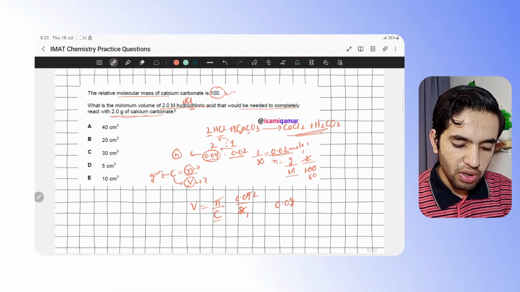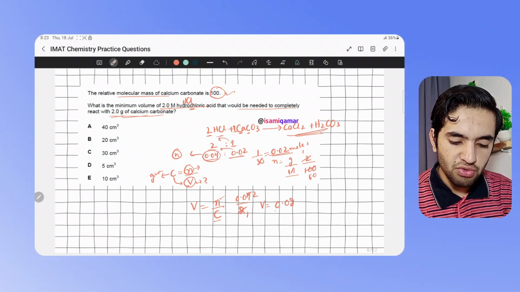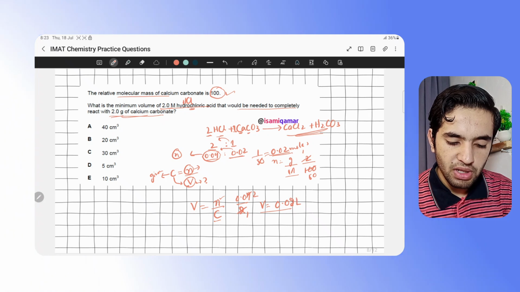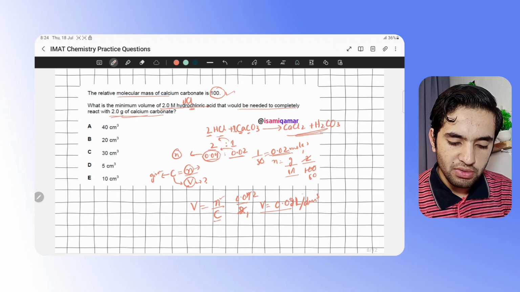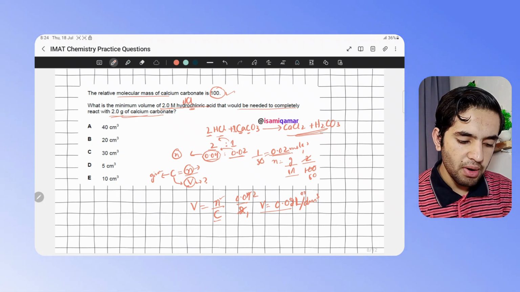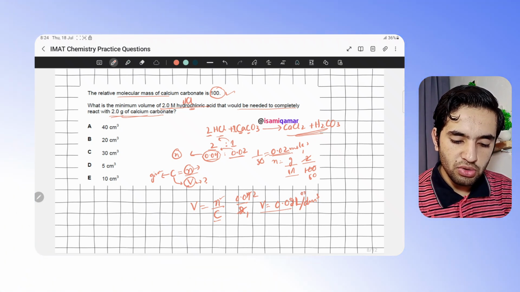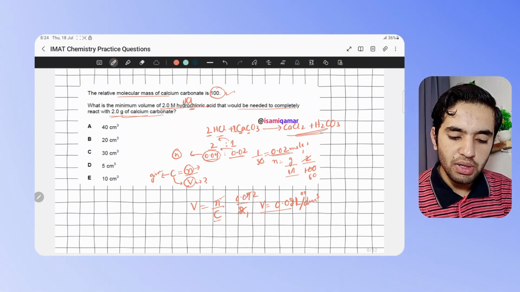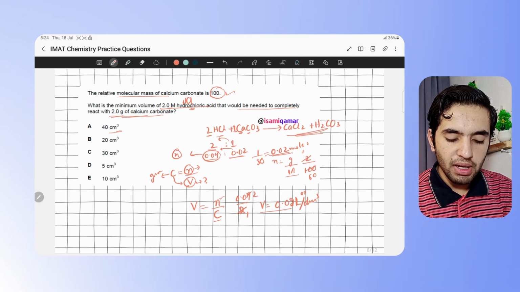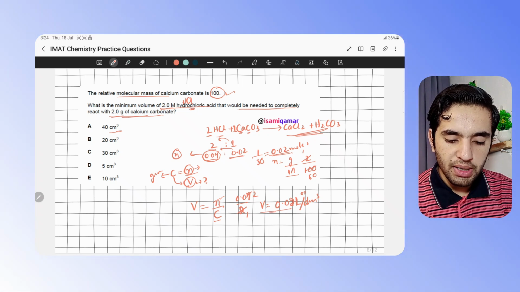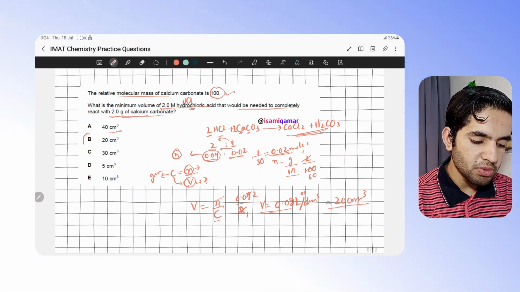Now this volume is in liters, or decimeter cube. It's not a slash, it's or, not in dividing form. 0.02 liter or 0.02 decimeter cube. So we have to convert it into centimeter cube. If you multiply 0.02 with 1000, you will get the centimeter cube, that will be 20 centimeter cube. So here we go, this option is going to be the right one.